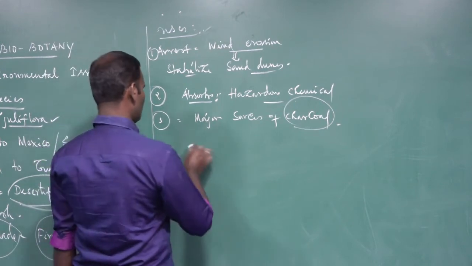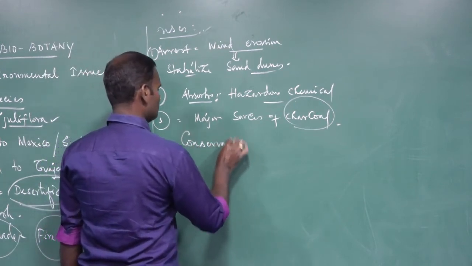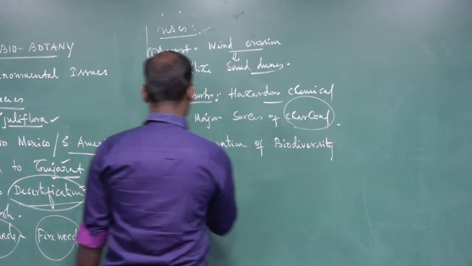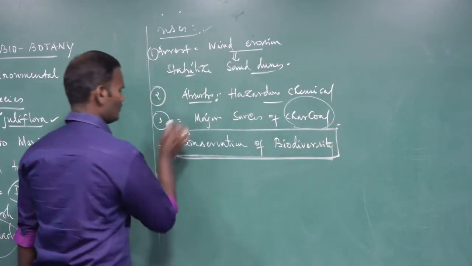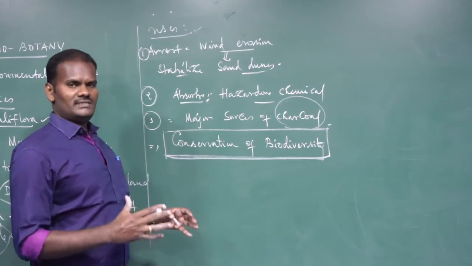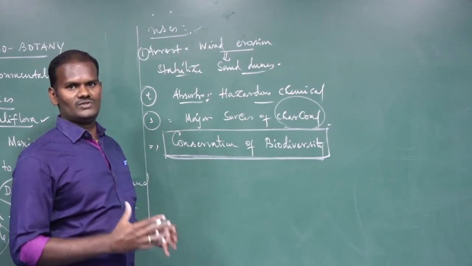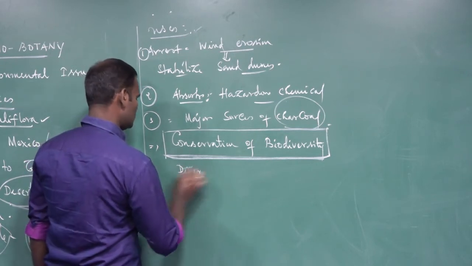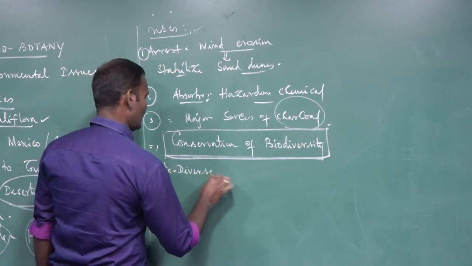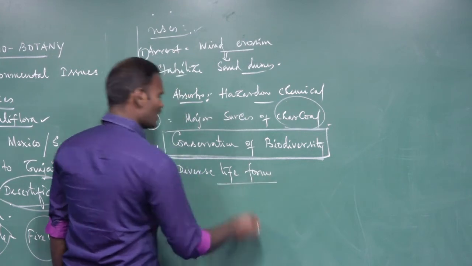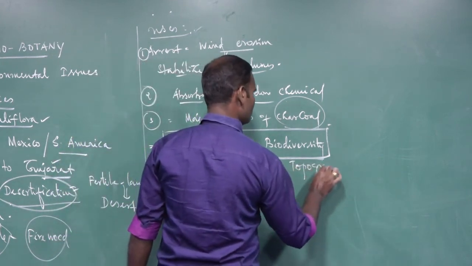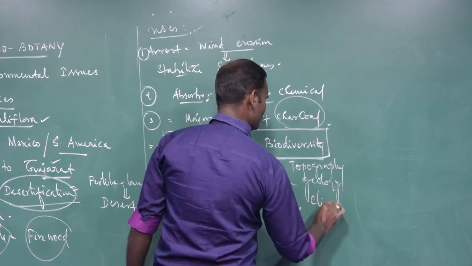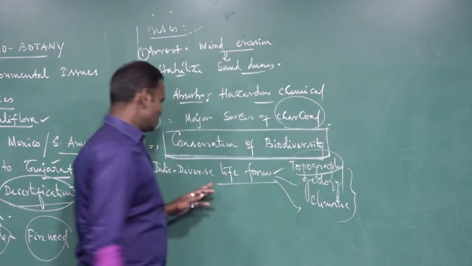The next topic we are going to discuss is conservation of biodiversity. What is called biodiversity? It is the richness of plant and animal communities. India is a gift of nature in terms of biodiversity. It is a rich source of biodiversity. India has diverse life forms because of its topography, geology, and various climatic patterns.